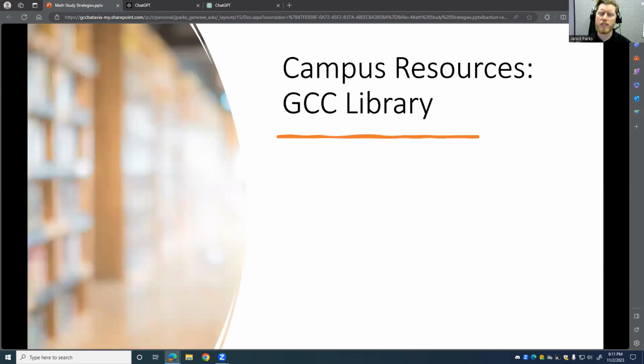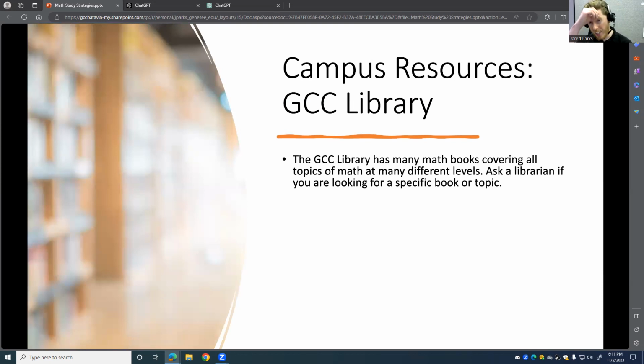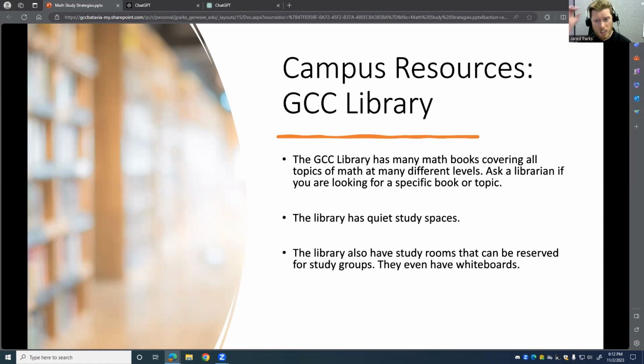The GCC library. GCC library has a lot of math books covering all different topics of math. I've looked at their collection. There's a lot of different books, a lot of good stuff. If you're looking for a specific book or specific topic, ask a librarian. They'll help you go through it. The library has quiet study spaces to go over. The library has study rooms that can be reserved for study groups with whiteboards, computer, closed doors, so you can really study and focus on your topic.